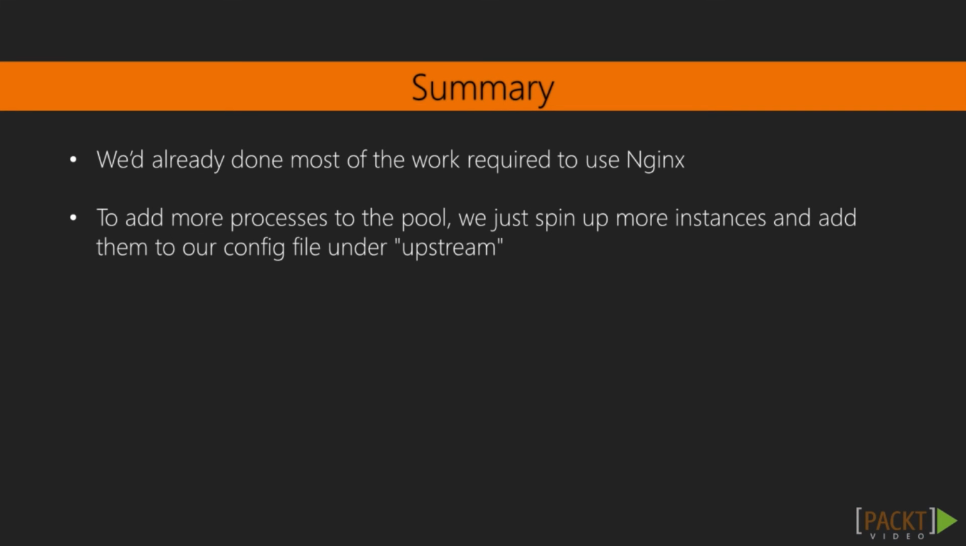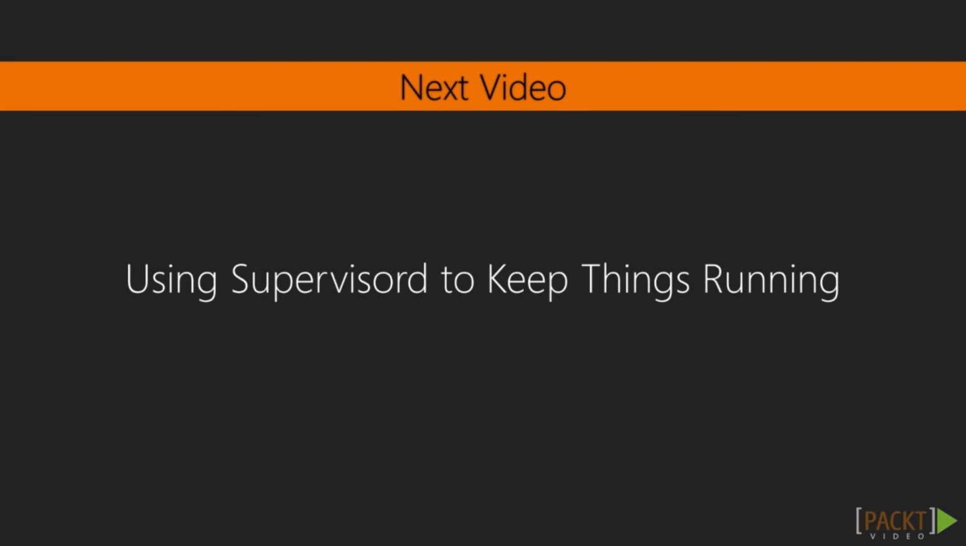Personally, this is how I run my applications in production. The cluster module works, but as we're already using Nginx for SSL termination, it makes sense to use it for load balancing too. If we need additional capacity, we can create more instances of our application and add them to our config file under upstream. In the next video, we'll take a look at Supervisor, which is a tool that we can use to run our application and make sure it restarts should the process die for any reason.